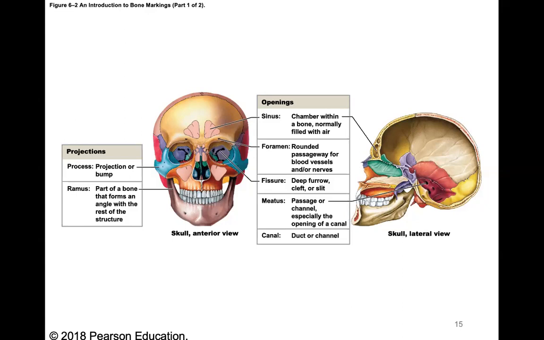A foramen, this is a rounded passageway for blood vessels and/or nerves to pass through. A fissure, this is a deep furrow, cleft, or slit. A meatus, this is a passage or channel, especially the opening of a canal. And then a canal is an actual duct or channel.